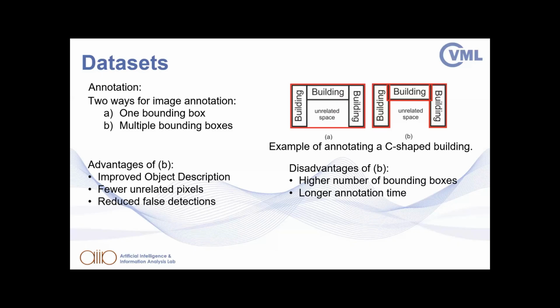This approach has many advantages. First of all, it improves the accuracy of object detection and reduces the unrelated pixels, and also minimizes false detections. However, the trade-off is that it requires significantly more annotation effort for us and increases the number of bounding boxes.